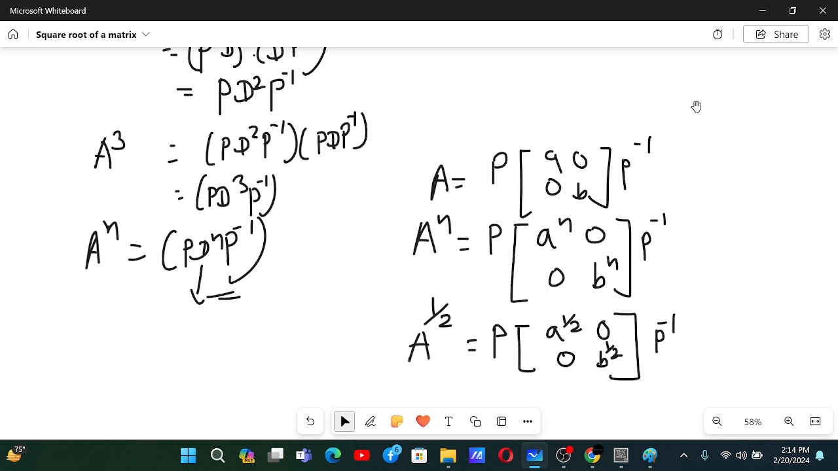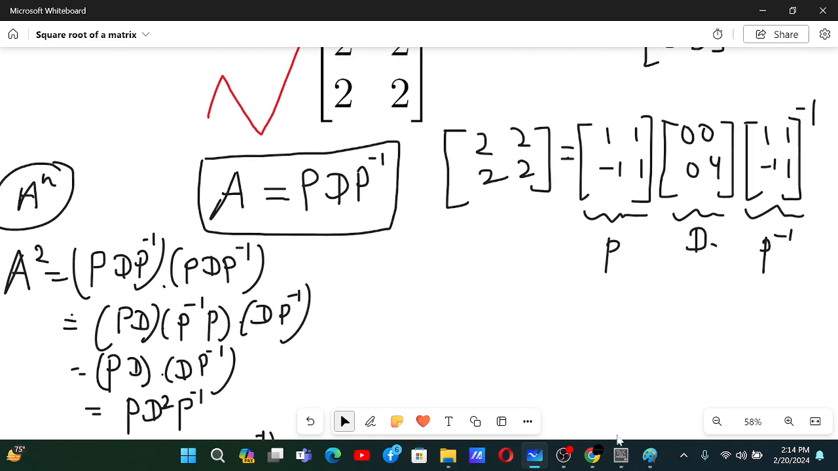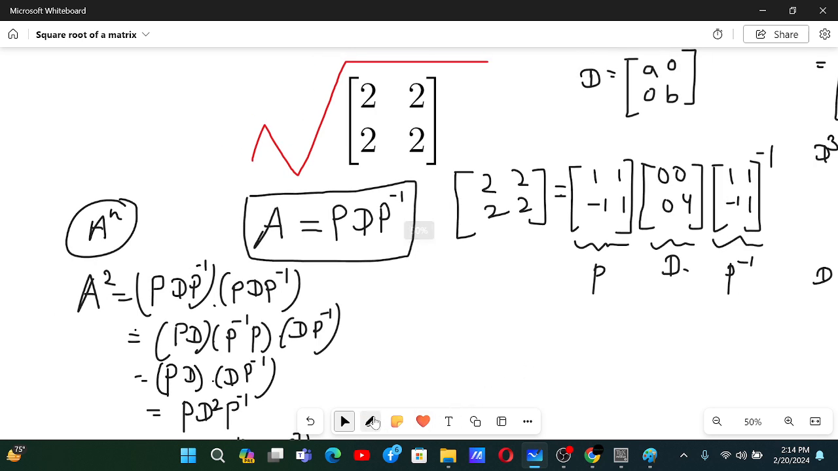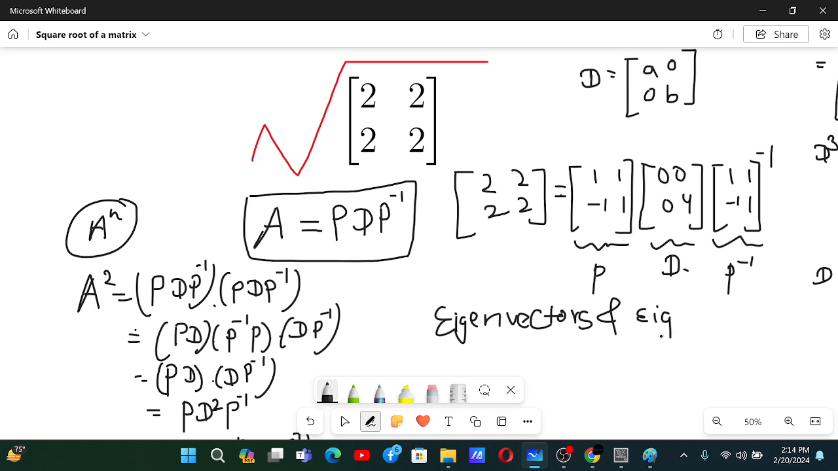Now the only problem is how to find the diagonal matrix and the P matrix. For that we actually need the concept of eigenvectors and eigenvalues. I will introduce that slightly, according to how much you need, and I think that would be enough.